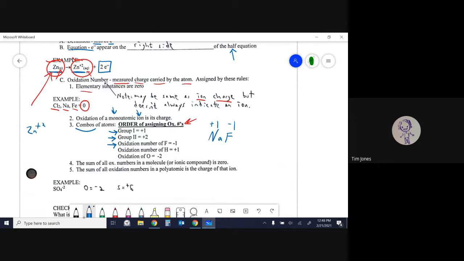Hydrogen is +1 because having only 1 proton, it's hard to hold on to your electrons, and oxygen is -2. After that, you can just figure it out using math.